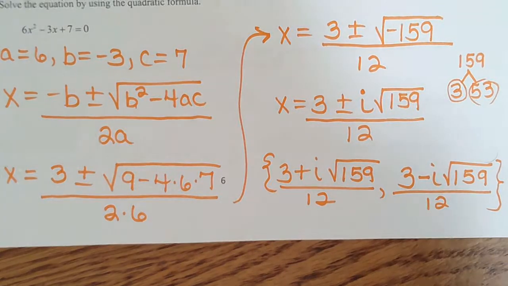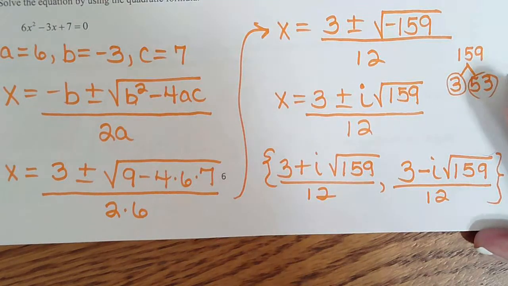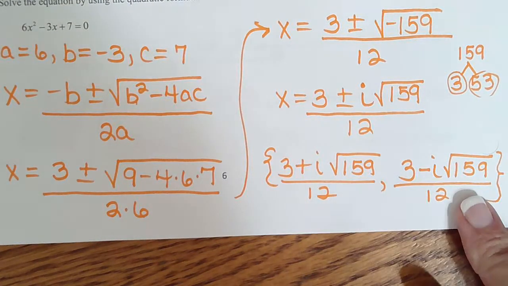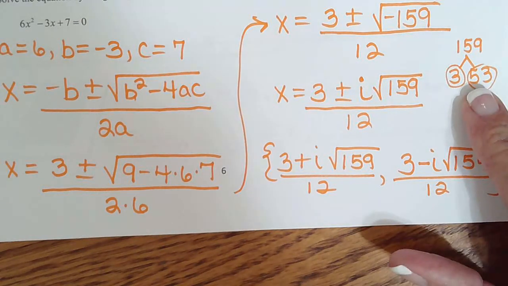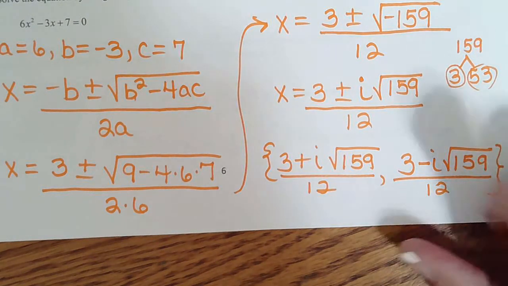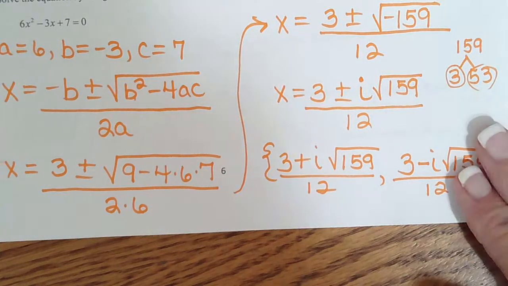Before we move on to page 7, I just wanted to go over one thing on the bottom of page 6. We ended with this on the last video. We talked about how 159 couldn't be broken down because there were no pairs. We talked about bringing the i out because you can't leave a negative under the radical.